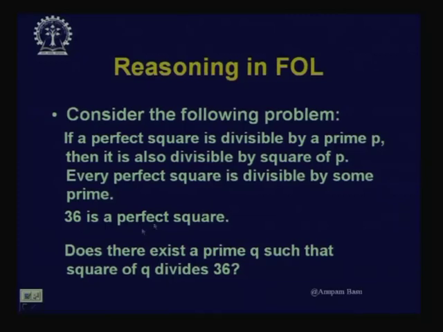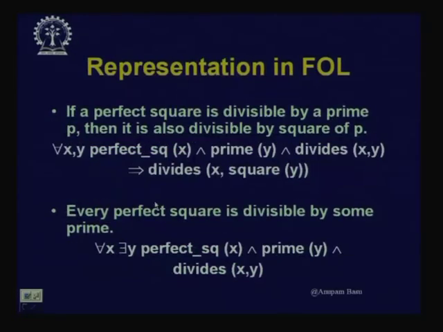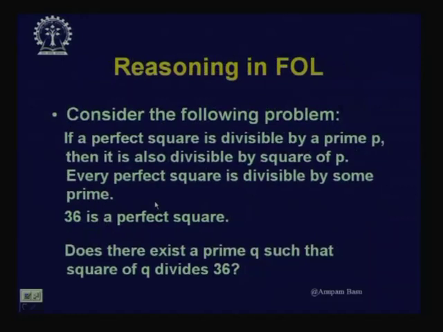Now, with these three statements, I want to reason to find out: does there exist a prime q, any particular prime number q, such that the square of q divides 36? That is what we want to find out. Please note this down, because the next step is to convert these into predicate sentences. I hope you have noted down this problem. The next thing that we will be doing is convert them into their predicate form, in the first order predicate logic form.